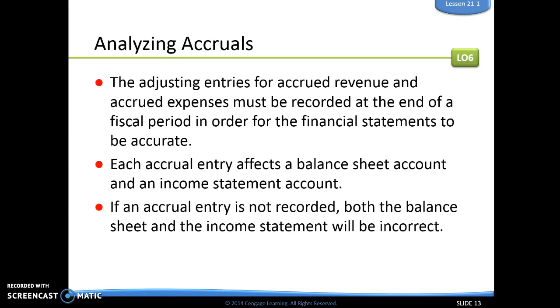The adjusting entries for accrued revenue and accrued expenses must be recorded at the end of a fiscal period in order for the financial statements to be accurate. Each accrual entry affects a balance sheet account and an income statement account. If an accrual entry is not recorded, both the balance sheet and the income statement will be incorrect.